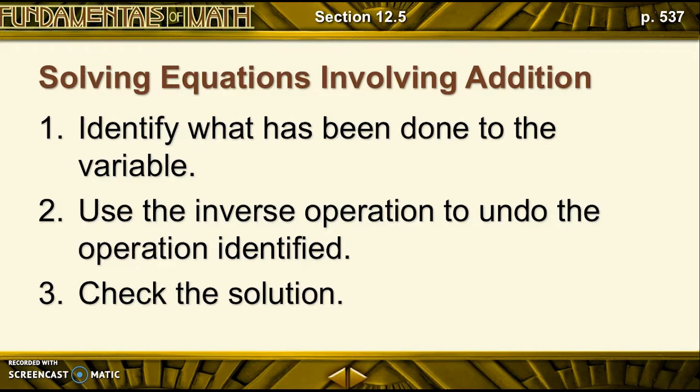So identify what has been done to the variable, use the inverse operation to undo the operation identified, and then check the solution. Simple enough, but we still want to just make sure we've got it down pat with an example.